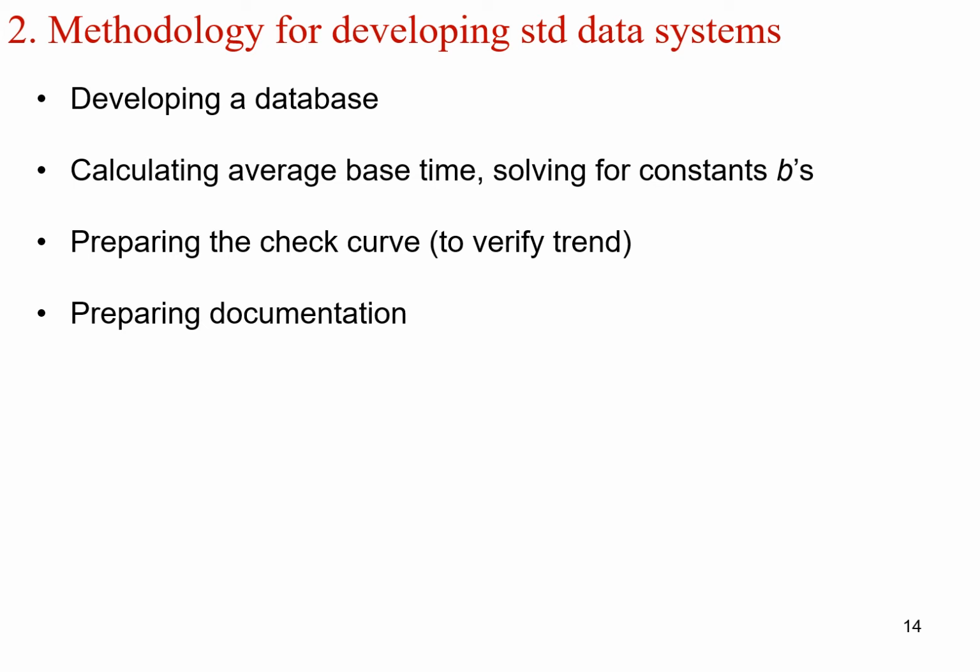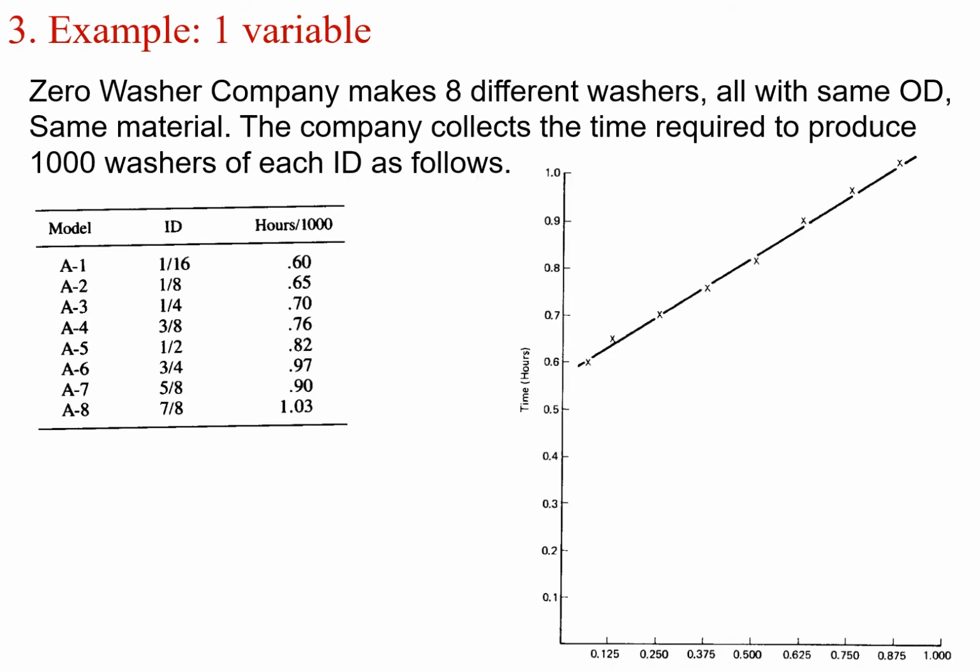But first, let us summarize what we need to do to develop standard data systems. We need to collect some data, which are parameters xi, and observe task time y in order to create a database. Then we calculate constant b's. Then we check whether our model prediction is good compared with the actual time we observe. If everything looks okay, we can prepare the document outlining how we calculate these standard times, so we can adjust or modify it later on if necessary. Let us look at some examples.